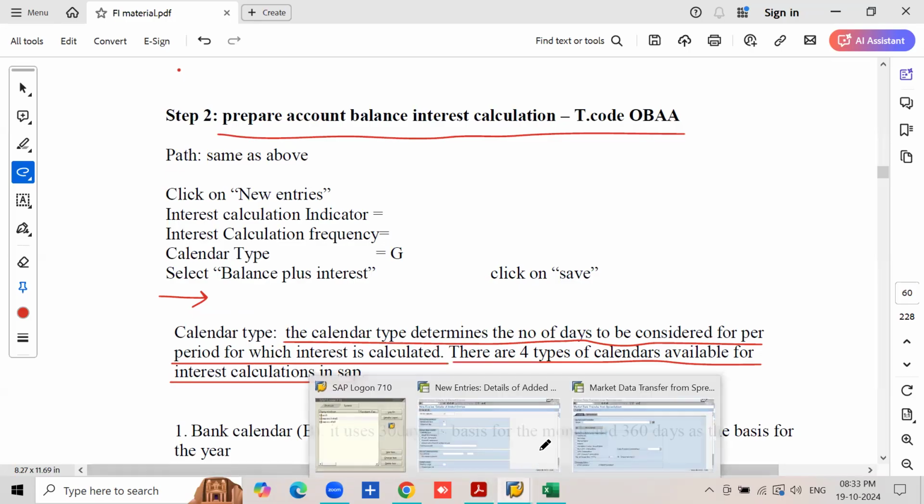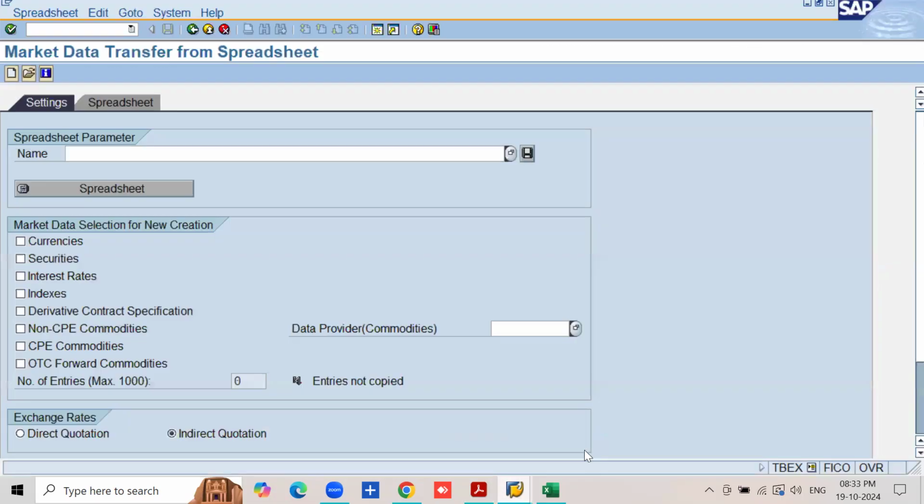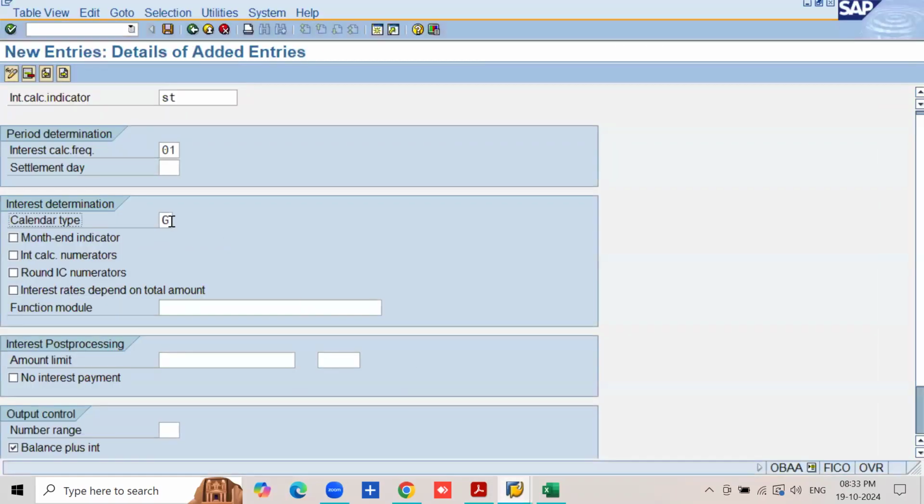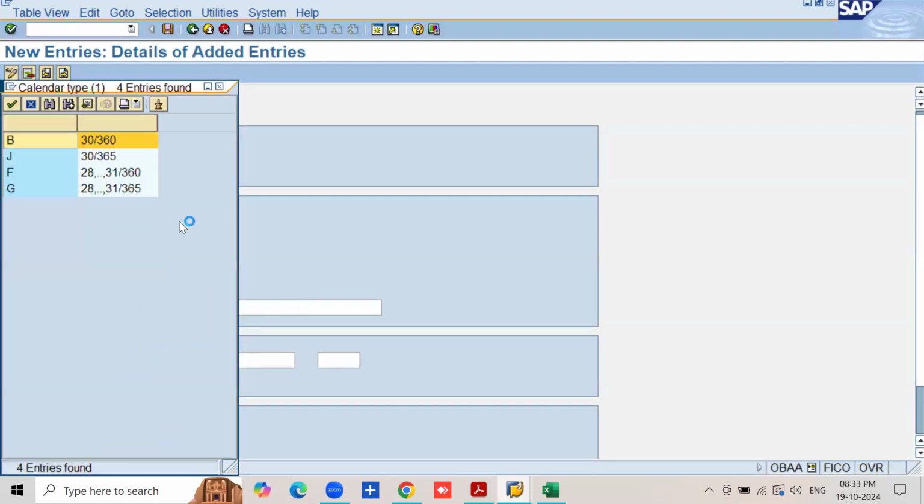See, here, if you press F4, you have the 4 types of calendars. B, bank calendar. J, Japanese calendar. F, French calendar. G, Gregorian calendar. So what is the impact of each of the calendars?